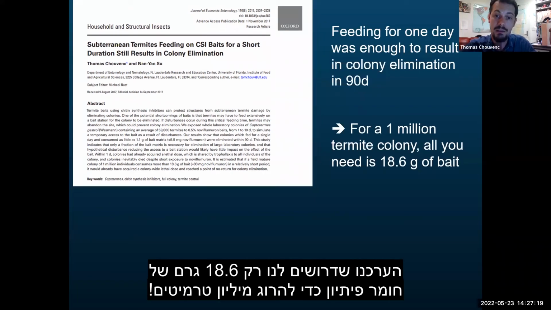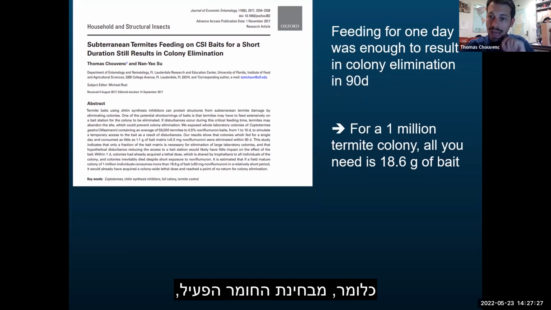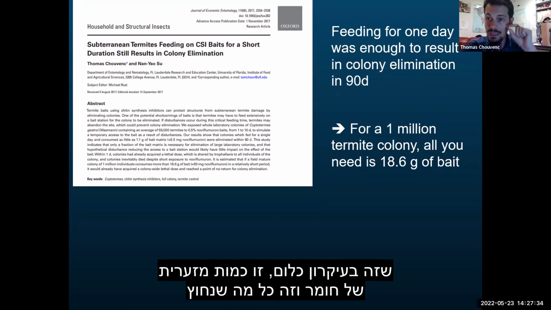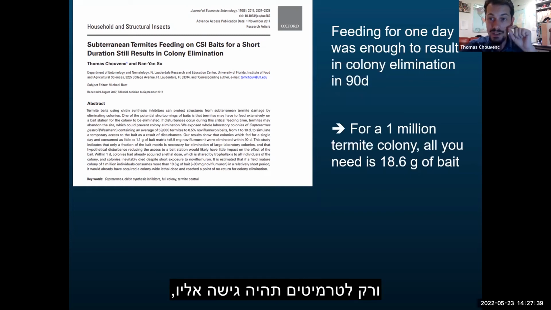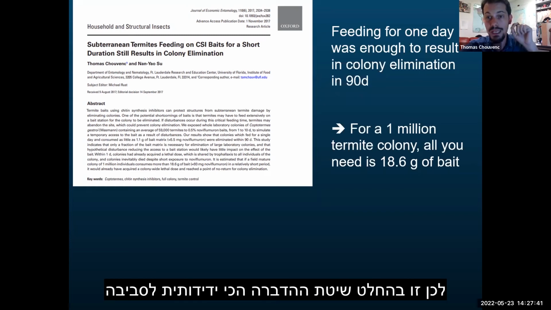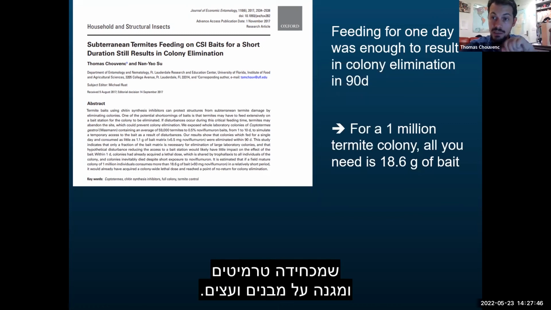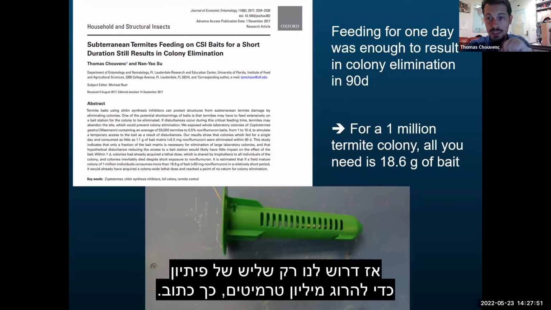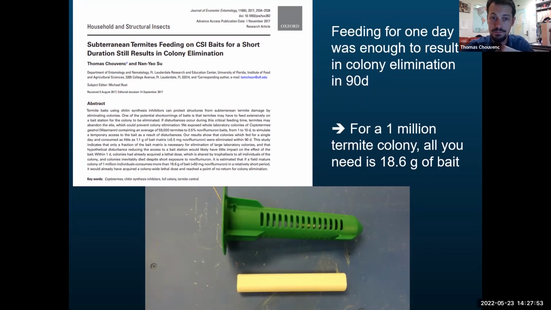And we estimated that we need only 18.6 grams of bait formulation to kill 1 million termites, which means in terms of active ingredients, it's 93 milligrams of active ingredients to kill 1 million termites, which is virtually nothing. It's a tiny, tiny amount, and it's all it takes. And only the termites have access to it. So it's by far the most environmentally friendly system out there to eliminate termites and to protect structures and trees. So you only need 1/3 of that bait to kill 1 million termites. That's what it says.